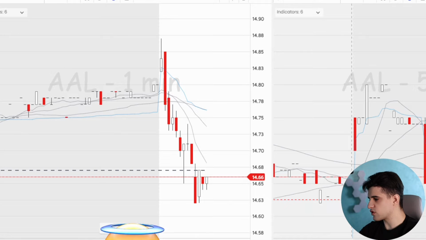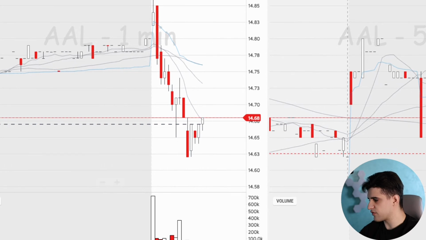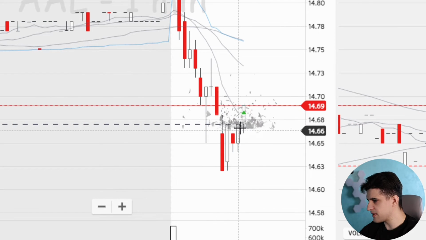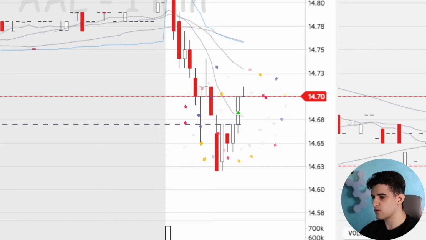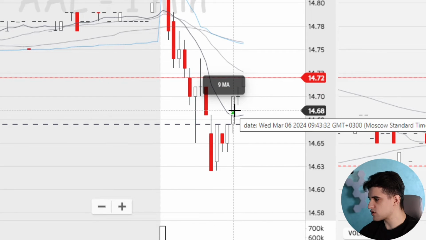The second time I wanted to be a little bit more patient. I wanted to see that the level is holding. It held for around 4 candles. Now I can see that the price is kind of breaking this mini range and it's starting to go to the upside. I played it to the long side around here. And now where do I put my stop loss?